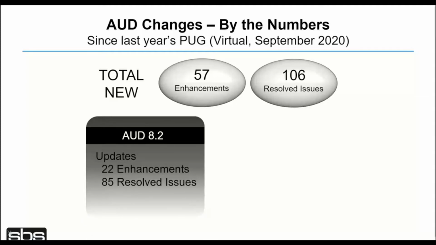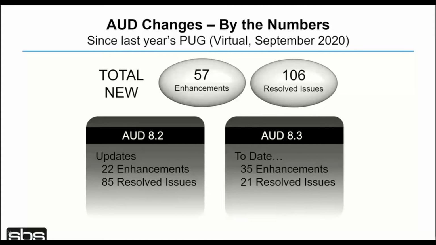8.2: 85 resolved issues and still 22 enhancements. And this is not the release, just the updates to it since last year's main release. So even though it's not the next major release of the product, we still managed to fold about 22 enhancements into it. And the upcoming release, and this is to date, as we march on into a little later into the fall, we'll probably have a little bit more going into this release as well.